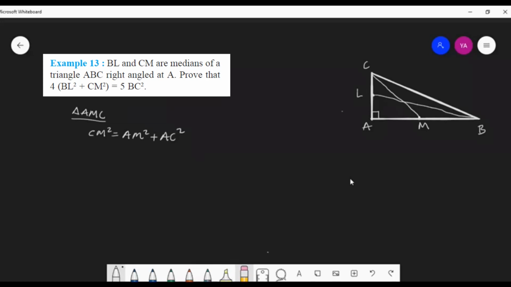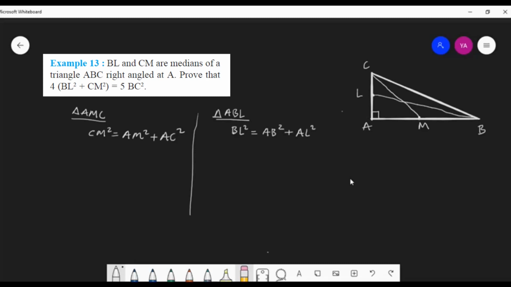Okay, and next right triangle, what is the name? Small right triangle ALB, or ABL. So apply the Pythagoras theorem here. BL square is equal to AL square plus AB square. And now here we will substitute something.